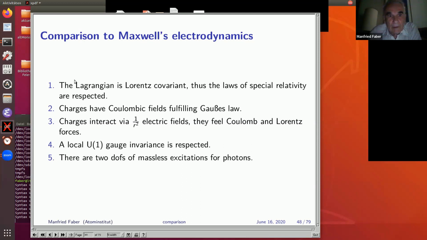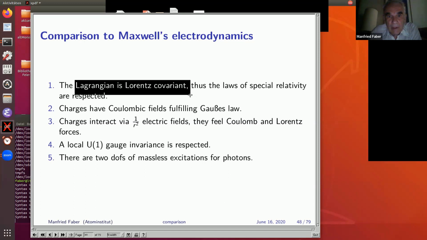So what agrees with Maxwell electrodynamics? The Lagrangian is Lorentz covariant. This means the laws of special relativity are respected. I remind you of the comment by Spolsky, where he said that extended electrons don't agree with special relativity. It's clearly seen that my Lagrangian is completely Lorentz covariant, and this claim was wrong.